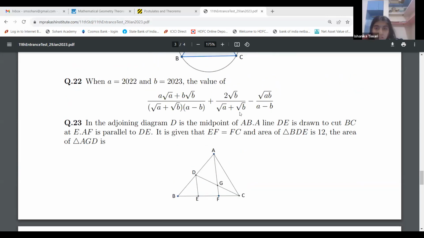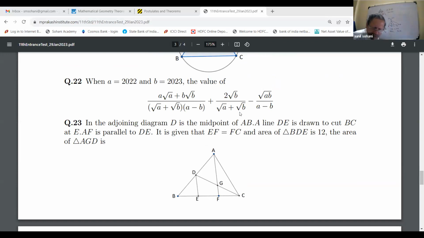So I hope, sir, could you explain how AGD and AGC have the same base? Yeah, in this figure it does not look like a slanted figure, so you are getting confused. Nothing more than that. But see, this is a common line.